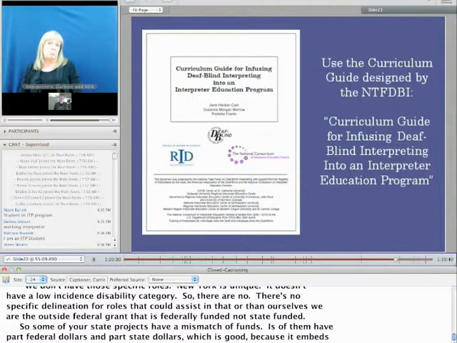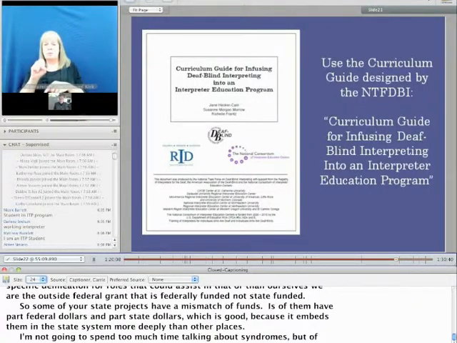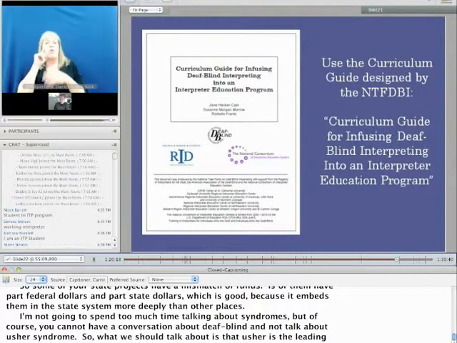Not that we want to spend too much time talking about syndromes, but of course you can't have a conversation about deafblindness and not talk about Usher syndrome. And so what we should talk about is that Usher syndrome is the leading cause of deafblindness in the deaf community, not in the general population, but within the deaf community.